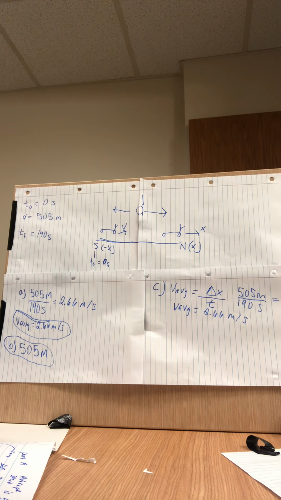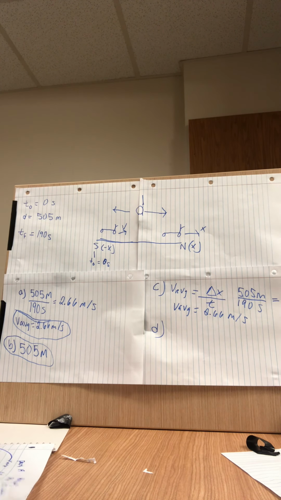Question D asks, if the motorcycle's final velocity at t final, which is time final, was 12 meters per second, what was the motorcycle's average acceleration in the northern direction?